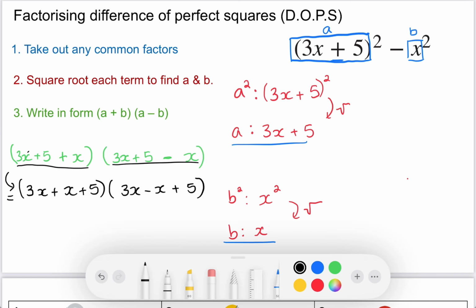So then that is equal to, well, 3x + x, that's really 4x. So that's going to be 4x + 5. And then in my second bracket, I've got 3x minus 1x, 3x − x, which will give me 2x + 5 on the end.